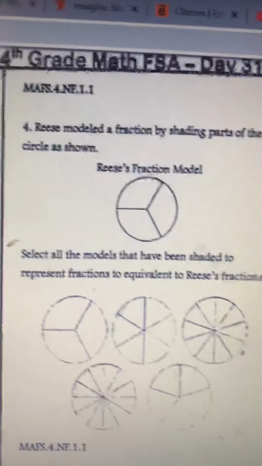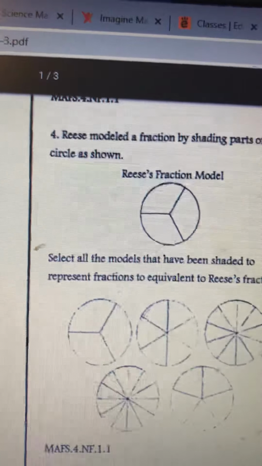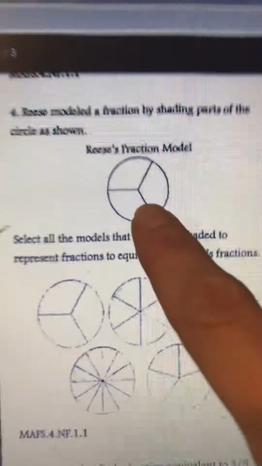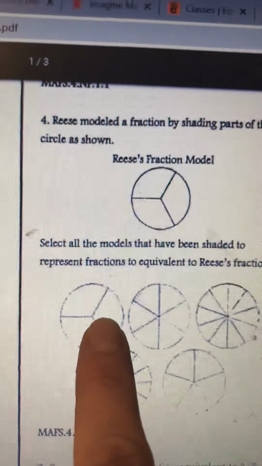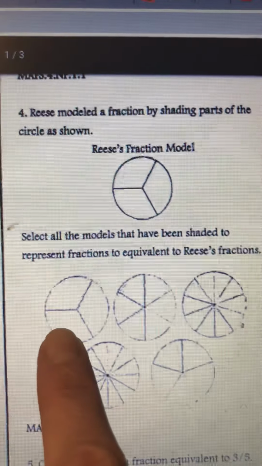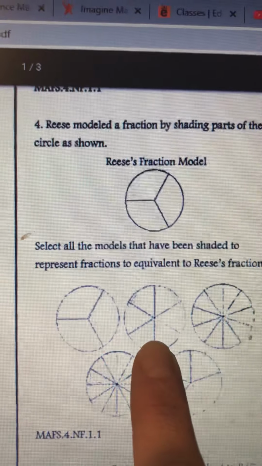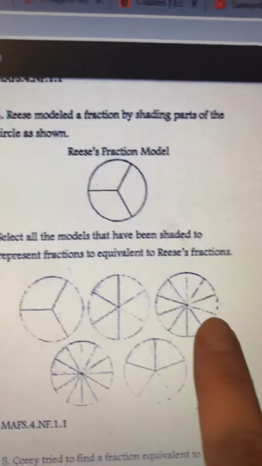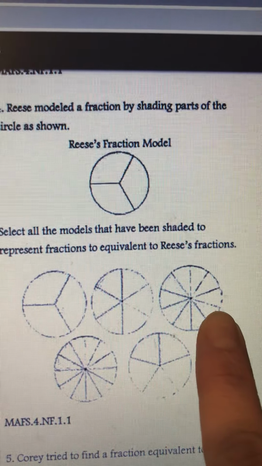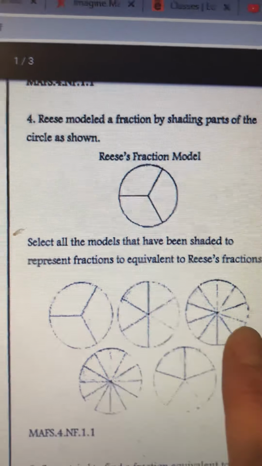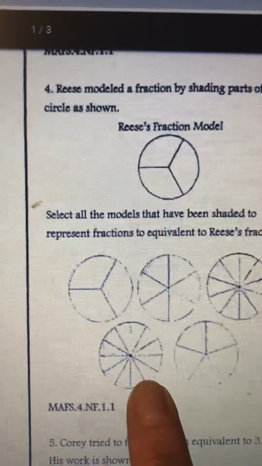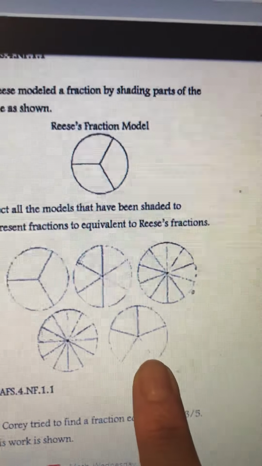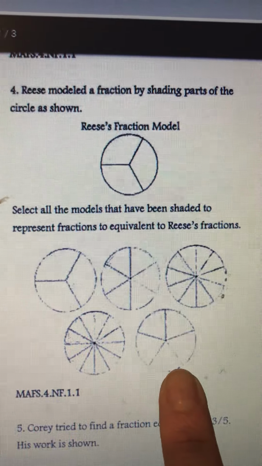Number 4, this is the fraction model, and actually 2 of these are also shaded again, 2/3. So this is showing you 2/3. Which one of these are equivalent to 2/3? This is showing you 2 shaded out of 3. This one's showing you 4 shaded out of 6. This one is showing you 6 shaded out of 10. This one is showing you 8 shaded out of 12. And this one is showing you 3 shaded out of 5. Okay?